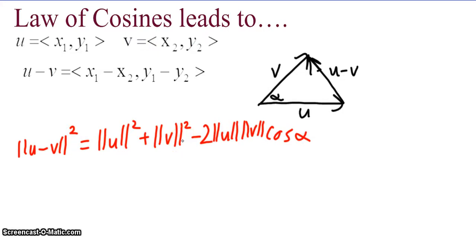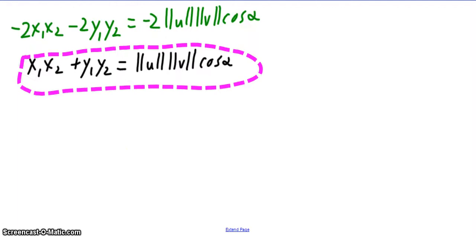So I want you to pause the video and simplify this if you can. I'll give you a hint. This portion here you're not going to touch, but the magnitude of u minus v squared, the magnitude of u squared, and the magnitude of v squared, you want to simplify those and combine like terms if possible. If you're not sure what I'm talking about, then just don't pause it and look and see what I do. But try it on your own first. Okay, so what I wanted you to simplify it to, because I'm sure you could read my mind, was x1, x2 plus y1, y2 equals the magnitude of u times the magnitude of v times the cosine of alpha.